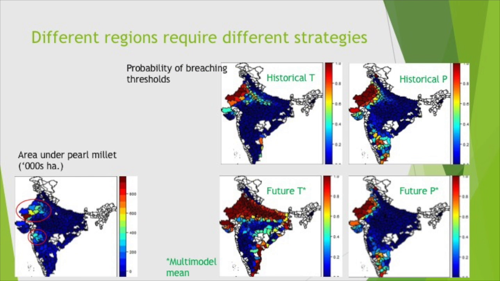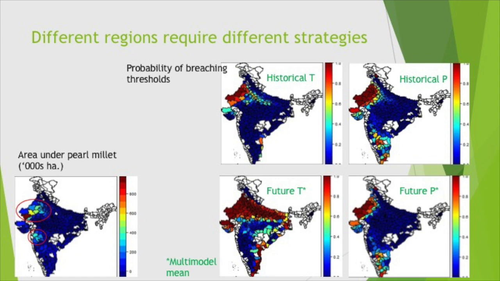So what do we see? We see that even for the same crop, different regions will likely require different strategies. So on the left-hand side, you have the area under pearl millet, and there are two major regions which grow pearl millet in India.